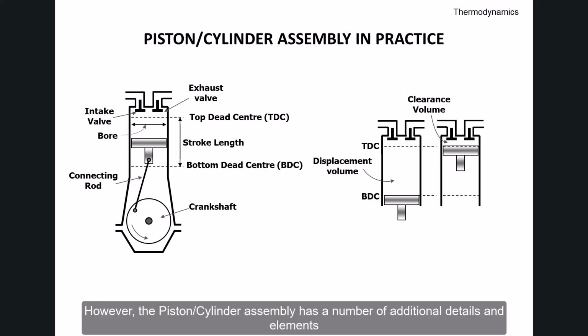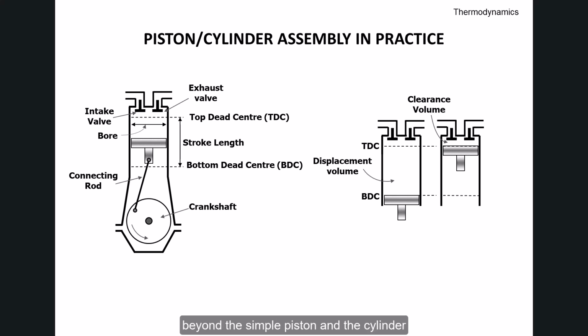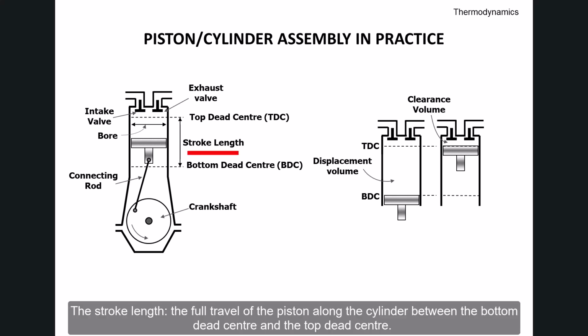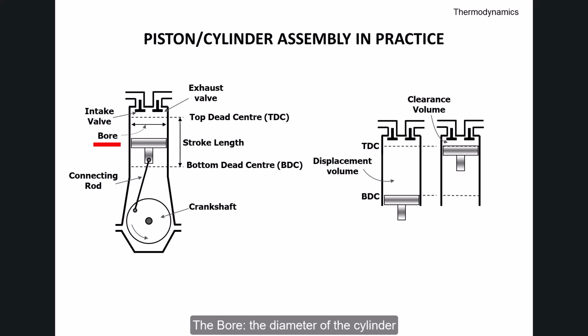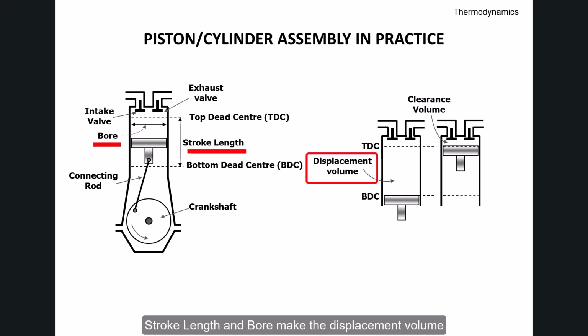However, the piston cylinder assembly has a number of additional details and elements beyond the simple piston and the cylinder that are part of the assembly design and are decisive to the engine efficiency. These are the stroke length, the full travel of the piston along the cylinder between the bottom dead center and the top dead center; the crank on the crankshaft together with the connecting rods determines the stroke length; and the bore, the diameter of the cylinder. Stroke length and bore make the displacement volume.